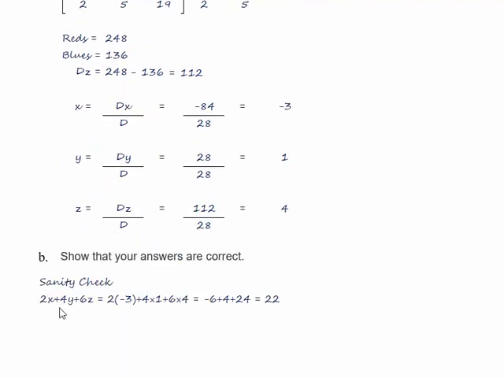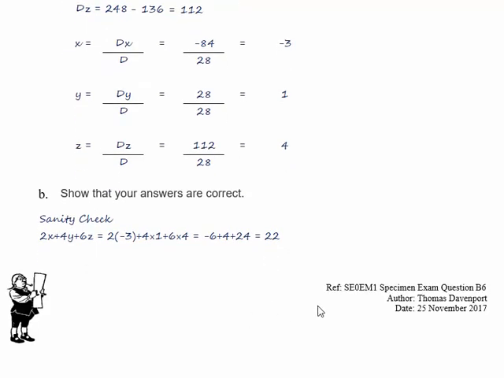We've got 2x plus 4y plus 6z. So that's 2 times minus 3, 4 times 1 and 6 times 4. 2 times minus 3 is minus 6, 4 times 1 is 4, and 6 times 4 is 24. Minus 6 plus 4 gives us minus 2, so that is going to give us the answer 22. And that means our answer is correct.